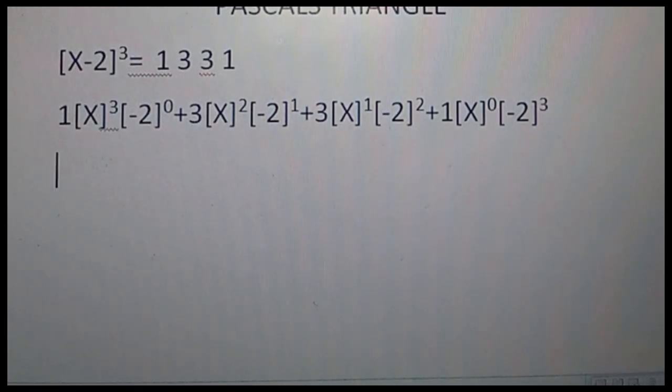So as you can see, now to calculate it. Anything to the power 0 is 1, so negative 2 to the power 0 is 1, and 1 times x cubed gives us x cubed.